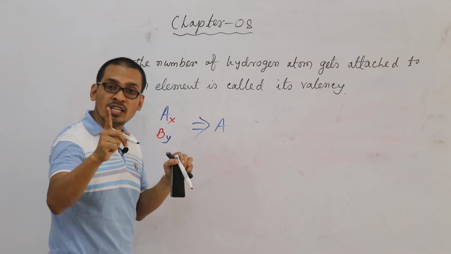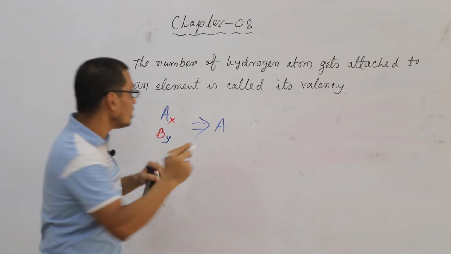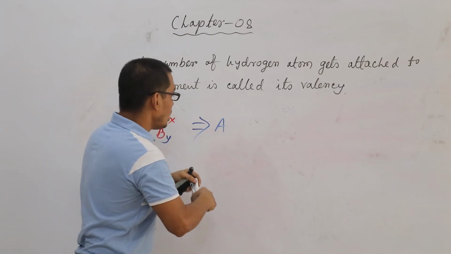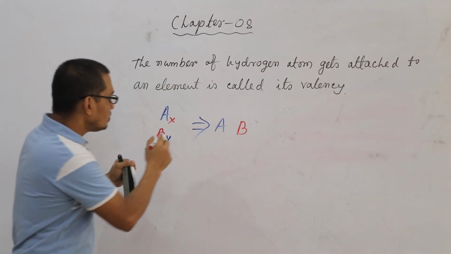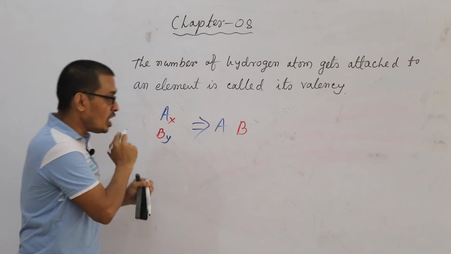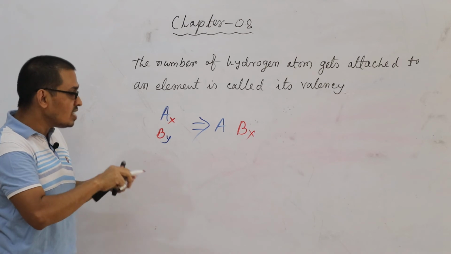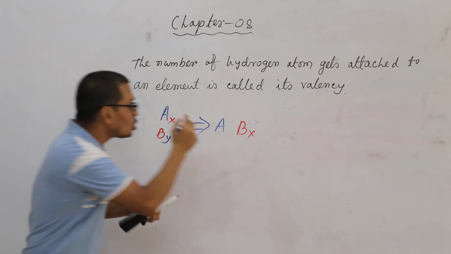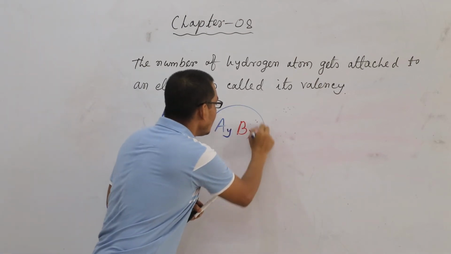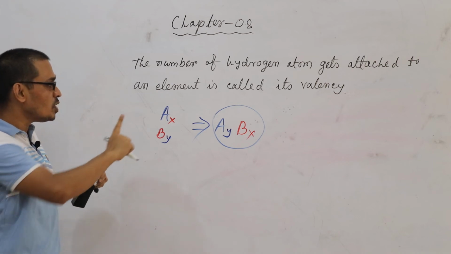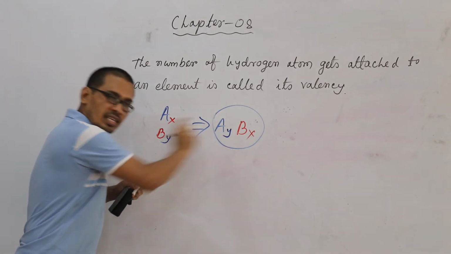You have to write the 2 elements, or if there are more than 2 elements, you have to write them side by side. A, I have already written A, now B, side by side. Then the valency of A will be transferred to B and the valency of B will be transferred to the side of A. Then here is the compound AxBy, AB. I have already made a compound with AB.